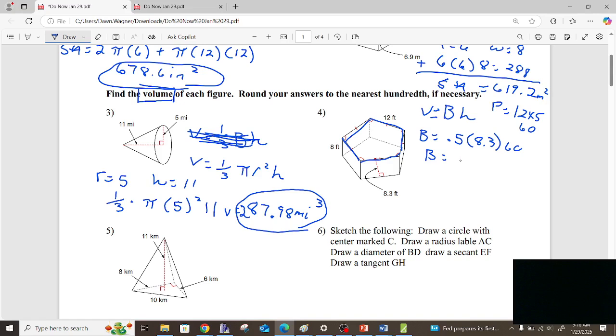What's 0.5 times 8.3 times 60? 249. And now what's the height, which is the distance between the two bases, is 8. So volume is going to equal 249 times 8, which is, and that would be feet cubed.